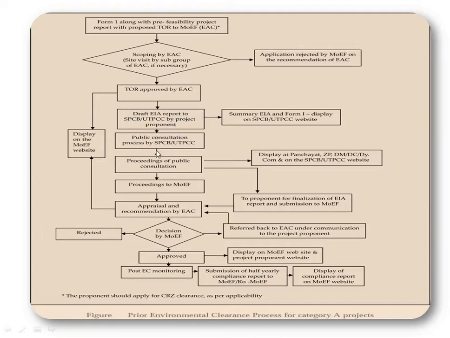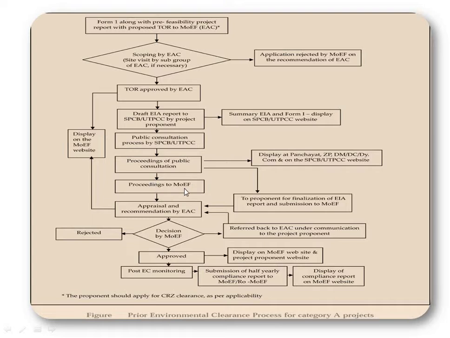Then the public consultation process: the SPCB, whether for the corresponding state or union territory, will conduct a public consultation about that. Once the draft copy is sent there, the summary of EIA and Form 1 are displayed on the SPCB or UTPCC's own website, not the MOEF website. And then the proceedings of the public consultations are displayed at the panchayat level so that people can understand it, and they put them on the SPCB or UTPCC websites.